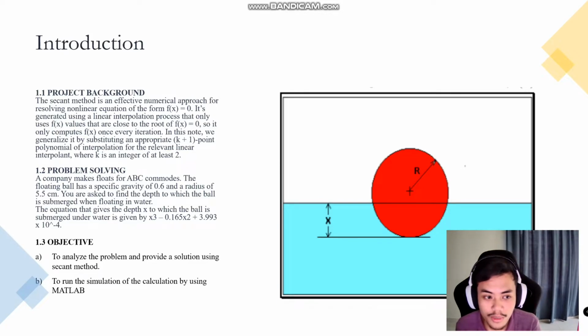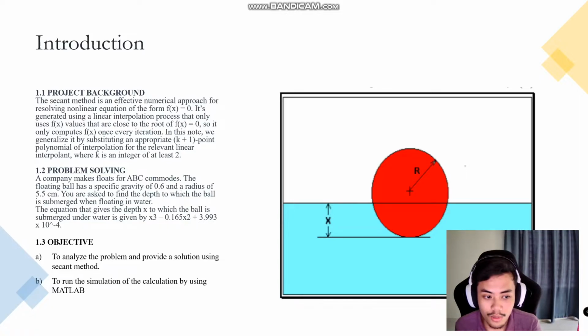For the project background, the secant method is an effective numerical approach for solving a nonlinear equation of the form f(x) = 0. It is generated using a linear interpolation process that only uses f(x) values close to the root of f(x) = 0, so it only computes f(x) once every iteration. We generalize it by substituting an appropriate k+1 point polynomial of interpolation for the relevant linear interpolant, where k is an integer of at least 2.